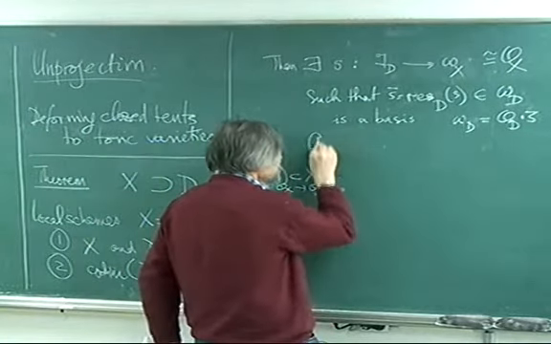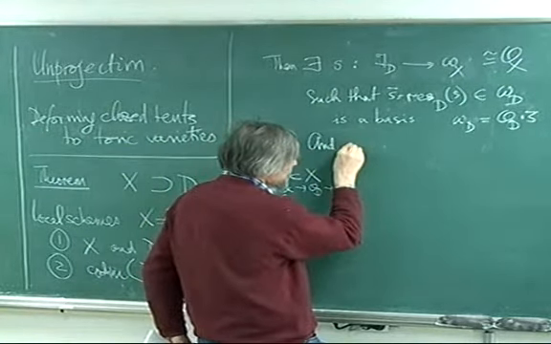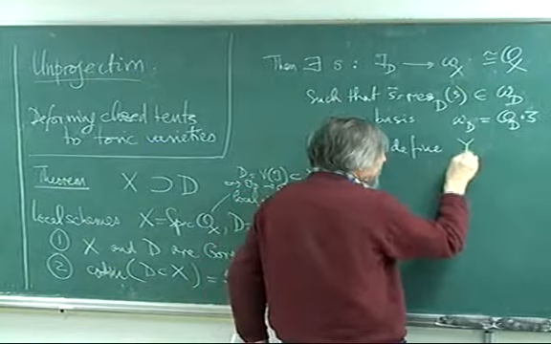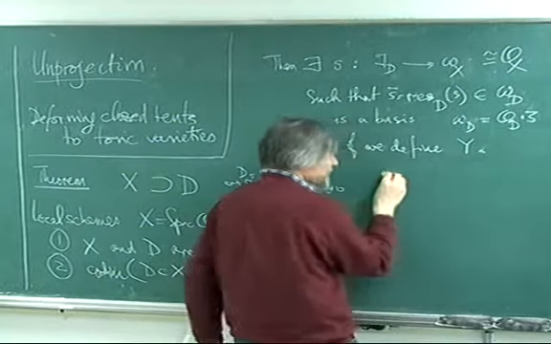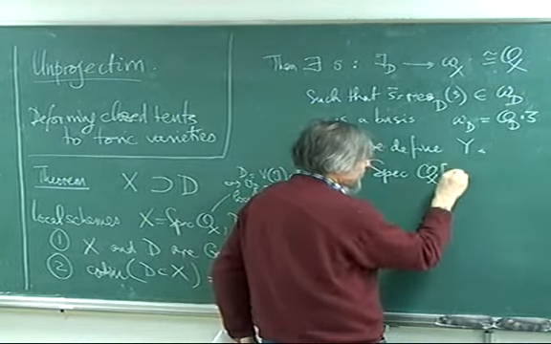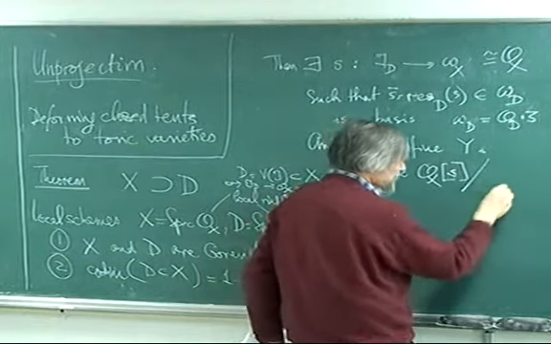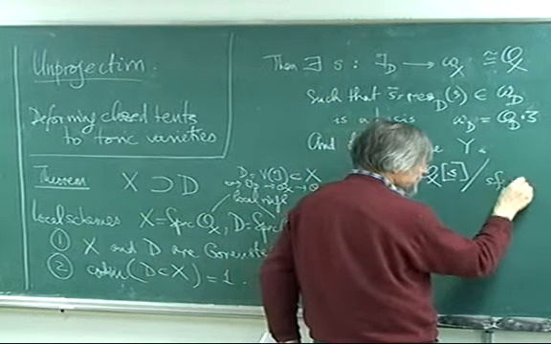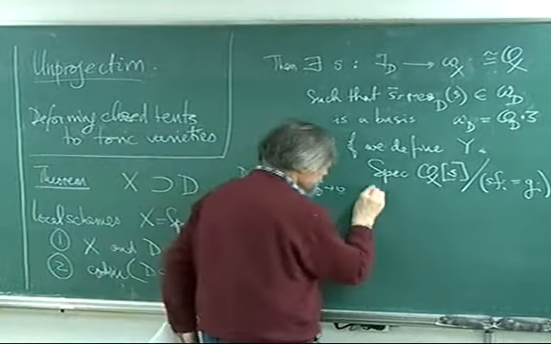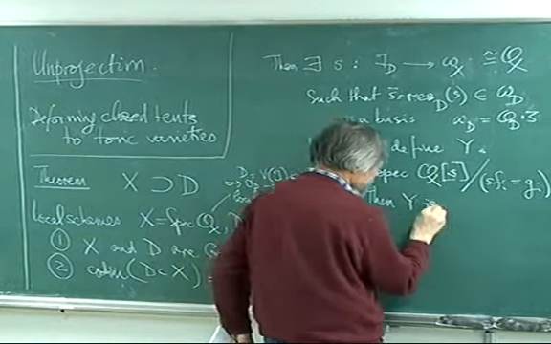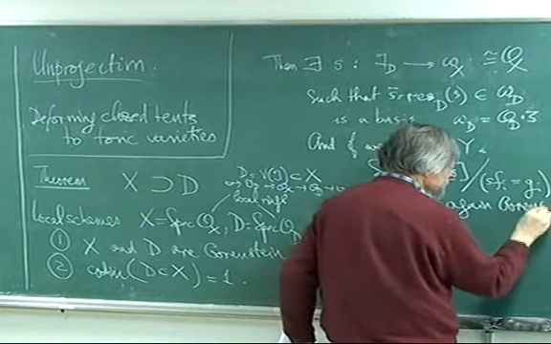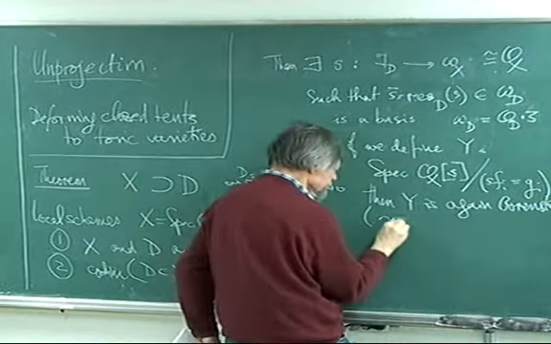And I can define, if we define Y to be Spec of OX[S] divided by relations S F_i equals G_i, then Y is again Gorenstein. Not local.